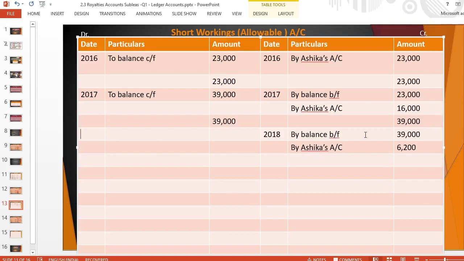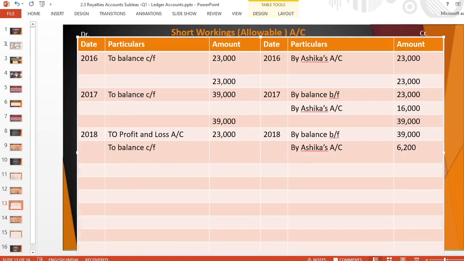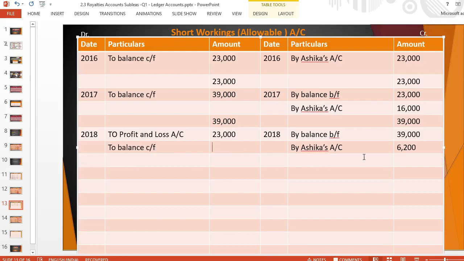And we have written off the balance. As far as written off, we should transfer the balance to profit and loss account. We should consider this as a bad debt loss and transfer the balance to profit and loss account. Irrecoverable loss. So here irrecoverable loss is 23,000 rupees. And the remaining balance will carry to next year.